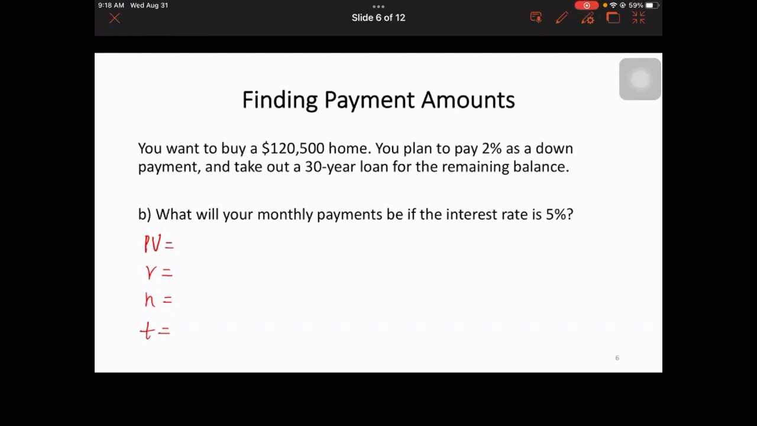I got a question. Yes, sir. For the present value, do I put 120,500, or do I put 118,090? Do I put the first value or the value after the 2% being taken out? That's the present value. You need to put 118,090. That is the loan amount. Okay. Very good question. Good job.